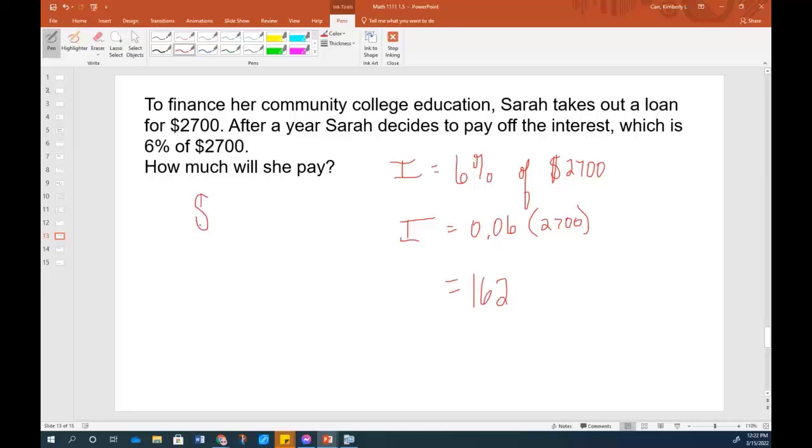So how much will she pay? $162. And you might ask yourself, that didn't seem like the algebra we were doing earlier. But the I was a variable. Anytime you have an unknown, it's a variable, so you just solve for that variable.